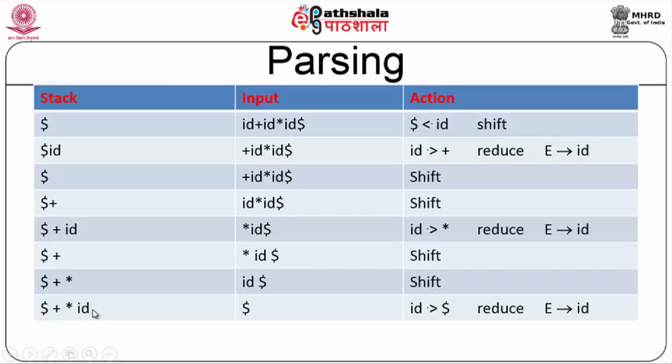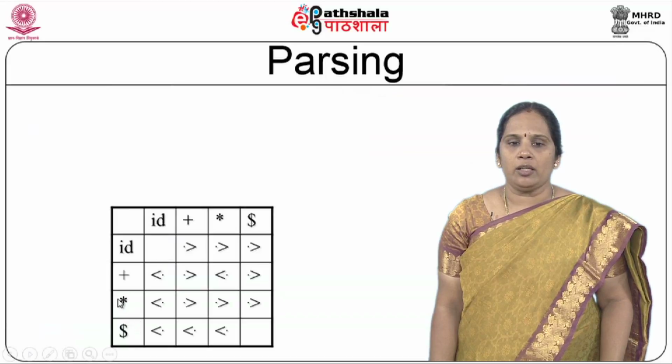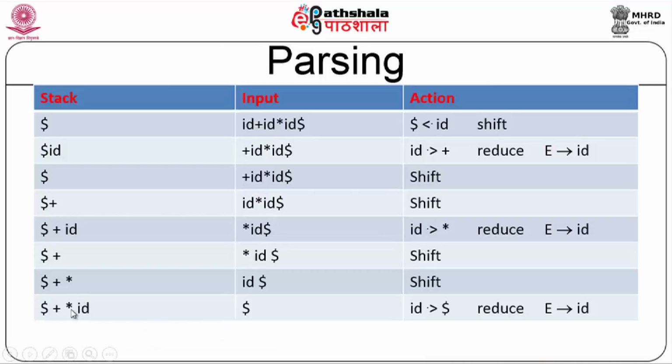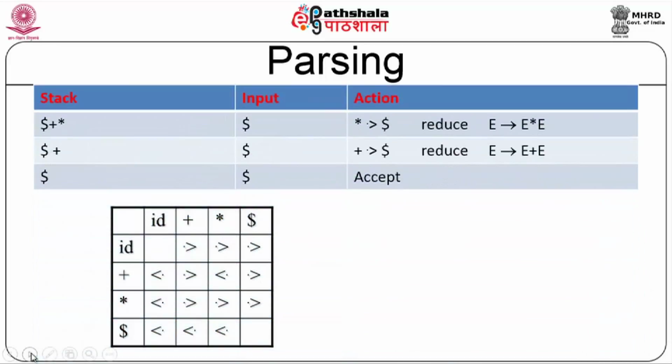Then ID and dollar: if you compare, ID has greater precedence over dollar, and if you remember, star has greater precedence over dollar, so again I pop. And then plus and dollar, plus has greater precedence over dollar, so again I pop. Plus and dollar, so again plus is greater than dollar, so again I pop. Dollar and dollar, that is your terminating condition, which is the accept action.